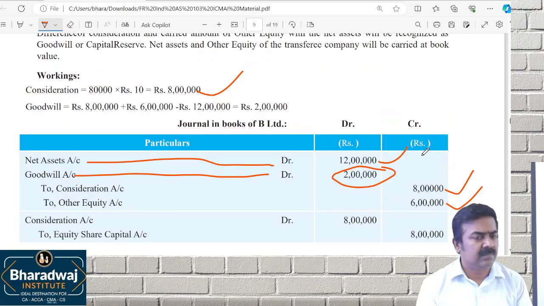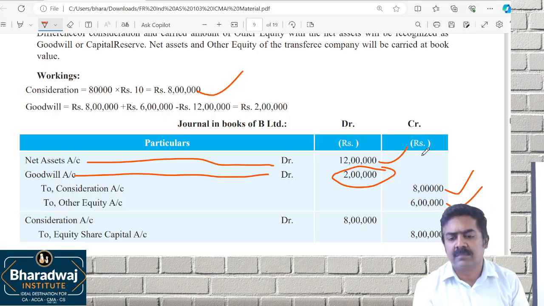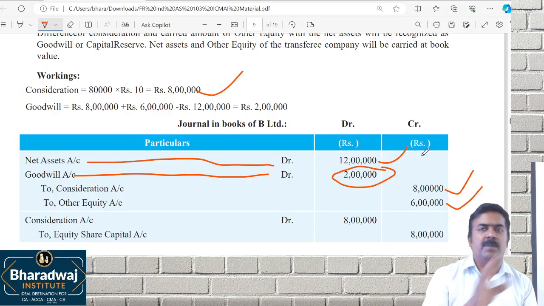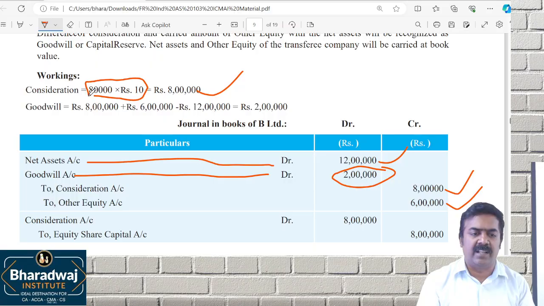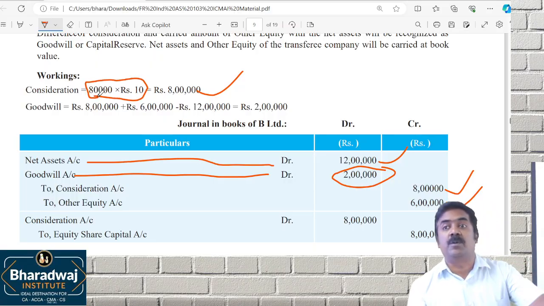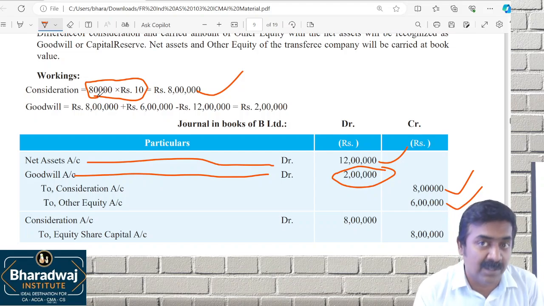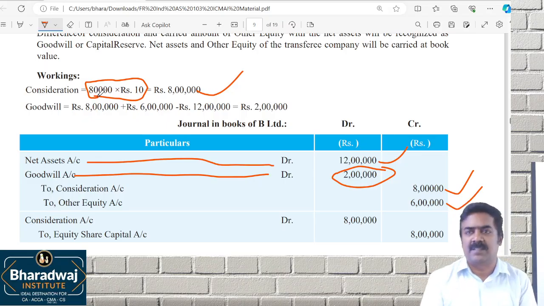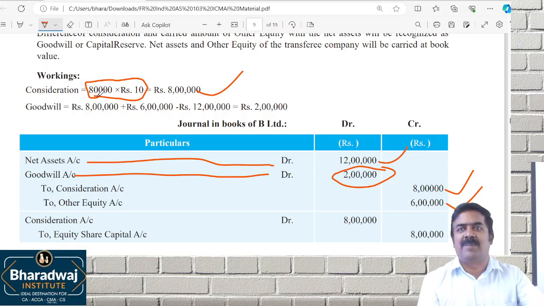Done? Any doubt in it? When we are giving shares at a premium, premium will be ignored. Pooling of interest method. The question says 80,000 shares of 10 each. Suppose it is allotted as 80,000 shares of 10 each, issued at 20 rupees, ignore the premium. Shares allotted will be recorded only at what value? Nominal value, that is called pooling of interest. Consideration itself will be recorded at what value? Nominal value.